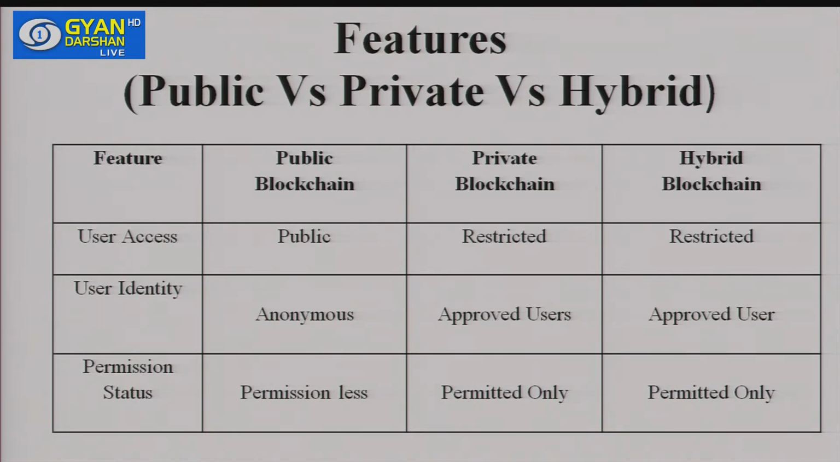And the third one is permission status. In the public blockchain, it is permissionless. There is no need of permission. Anybody can join and anybody can participate. That is permission status. In the private blockchain, only permitted users can participate. In hybrid also, only permitted users can participate. These are the differences between public versus private versus hybrid blockchain technologies.